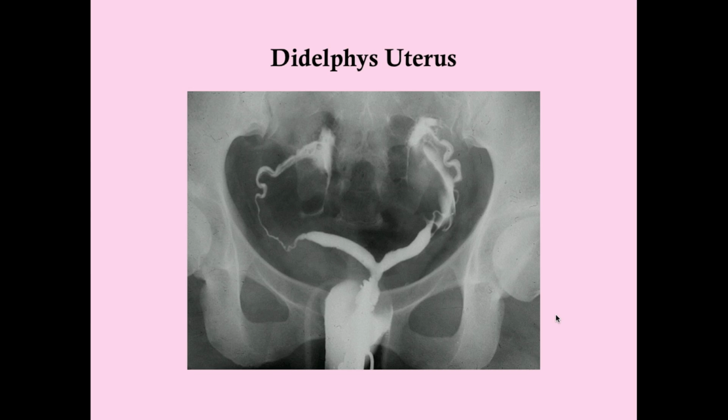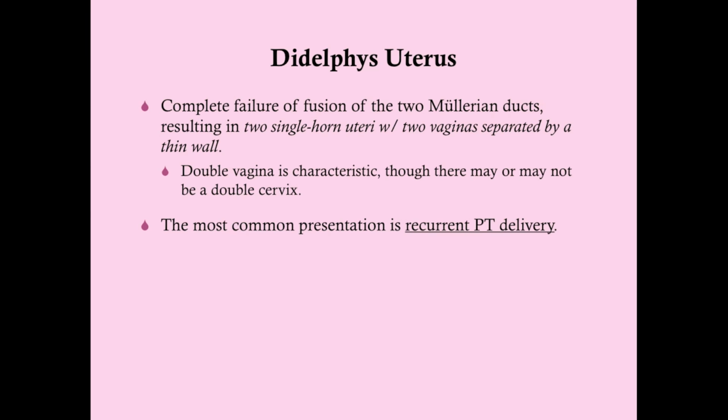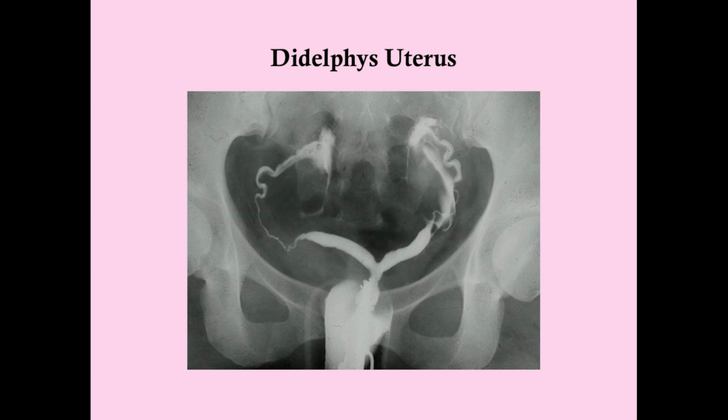Okay, now the didelphys uterus. Didelphys is Greek for twin, and that is exactly what we have. We have a twin uterus. So a didelphys uterus is a complete failure of fusion of the two Müllerian ducts. The Müllerian ducts form properly, but they don't fuse. And so what you basically have are twin uteri. You have two uteruses. And that's going to be very apparent when you look on hysterosalpingogram or MRI.